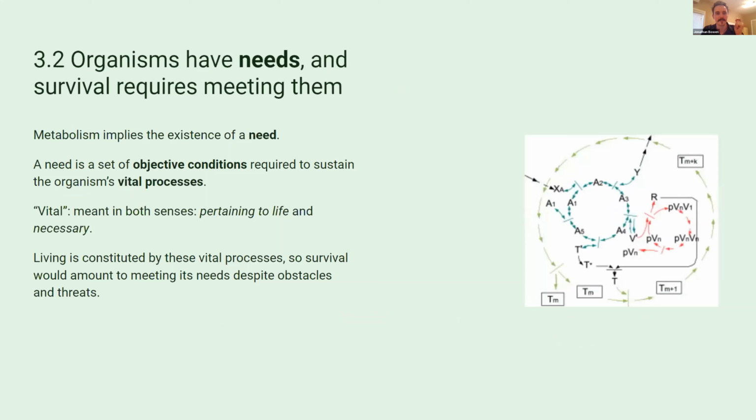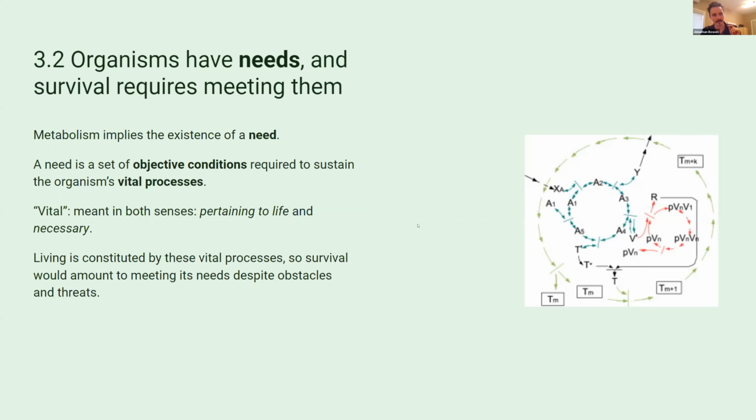Now I'm going to say something that'll sound very obvious, but it's very theoretically important, and that's this. Organisms have needs. So if an organism has a metabolism, that implies that it has a need. A need is just a set of objective conditions that are required to sustain the organism's vital processes. I'm using the word vital here because both of its senses work. It's vital meaning pertaining to life, pertaining to these metabolic processes that constitute living things. But it's also vital in that it's necessary. If the process is stopped, the organism dies. That constitutes not surviving.